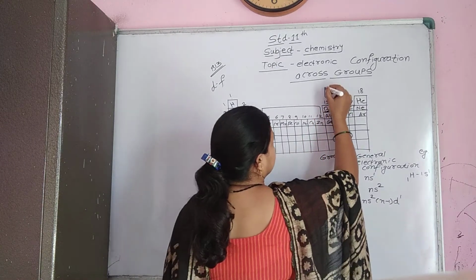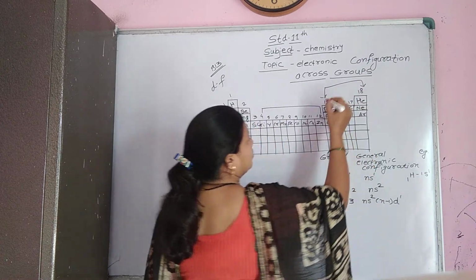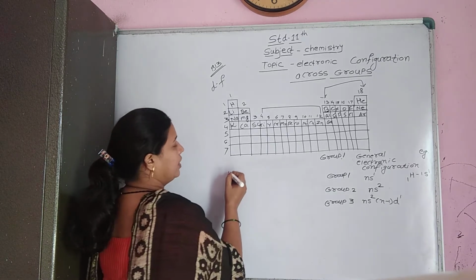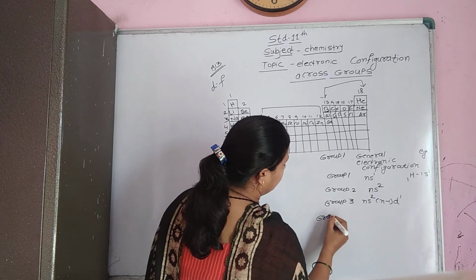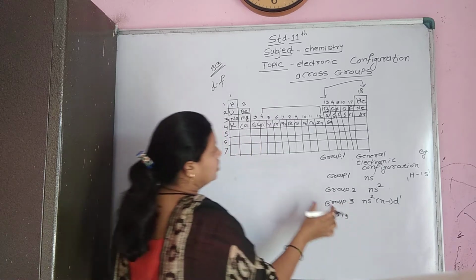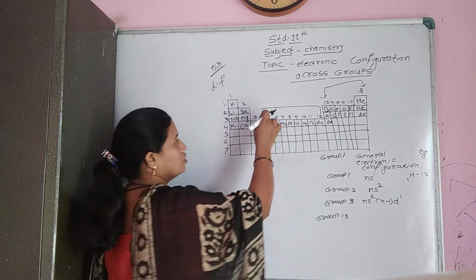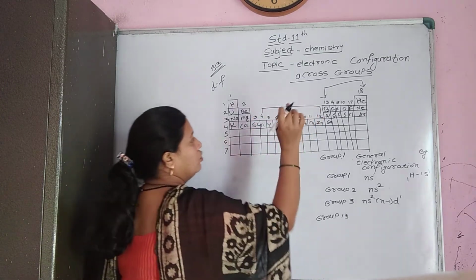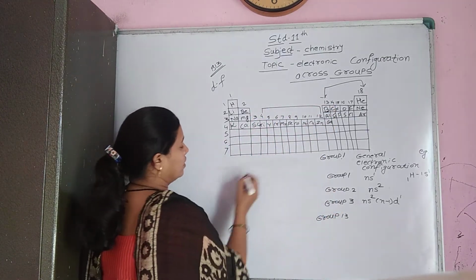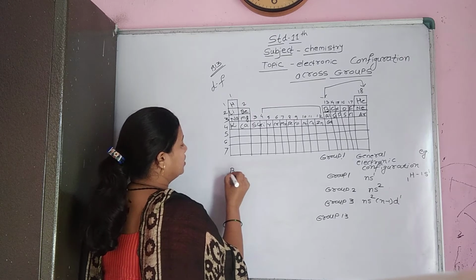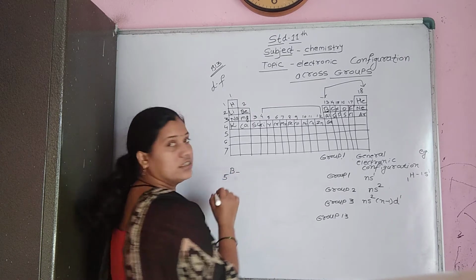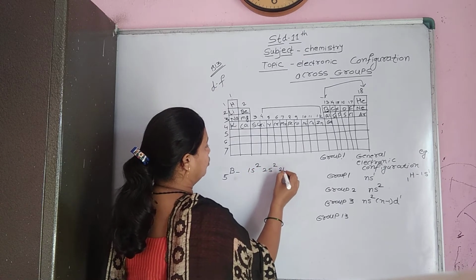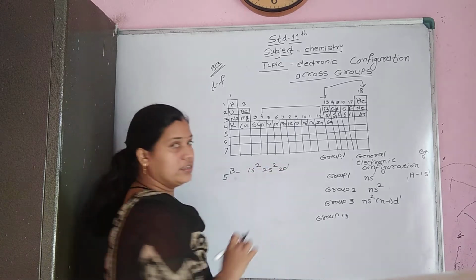Now we observe the general electronic configuration of group number 13 to 18. We are not writing the general electronic configuration of group 4 to 12 because of the variation observed there. Now the first element of group number 13 is boron, having atomic number 5. Its electronic configuration is 1s2, 2s2 and 2p1: 2 plus 2 is 4, plus 1.